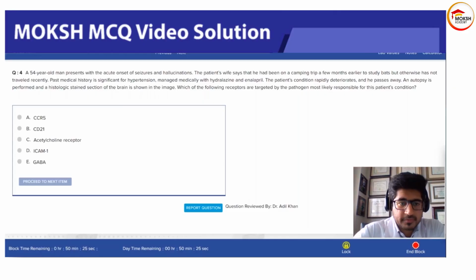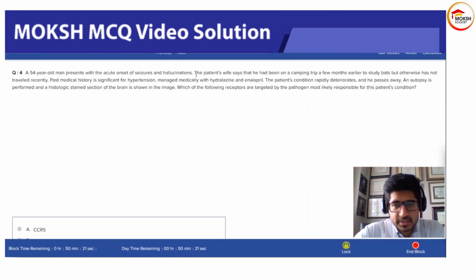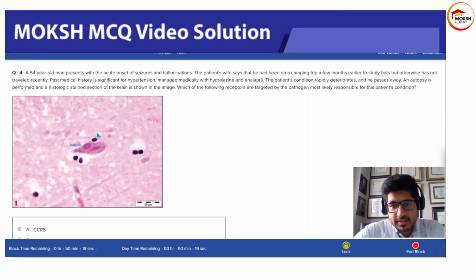We have a 54-year-old man who presents with acute onset of seizures and hallucinations. The patient's wife says that he had been on a camping trip a few months earlier to study bats, but otherwise has not traveled recently. Past medical history is significant for hypertension, medically managed with hydralazine and enalapril.